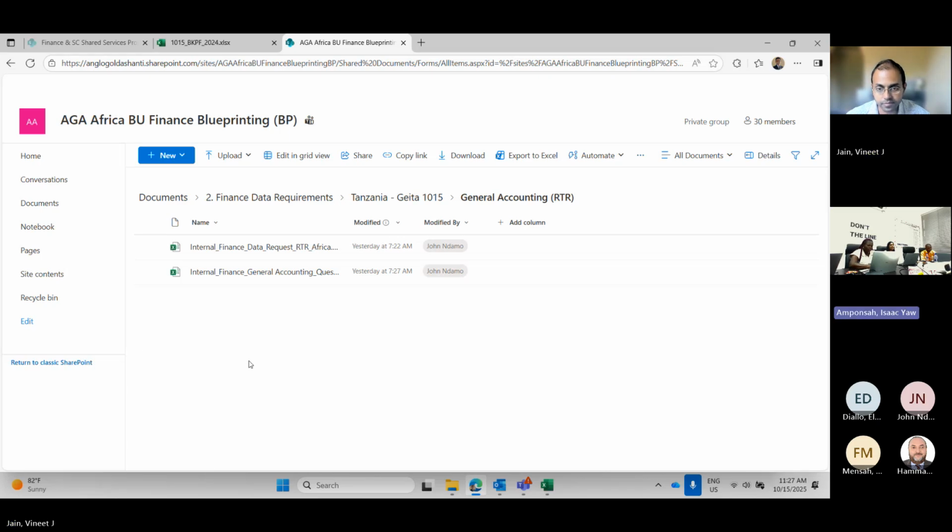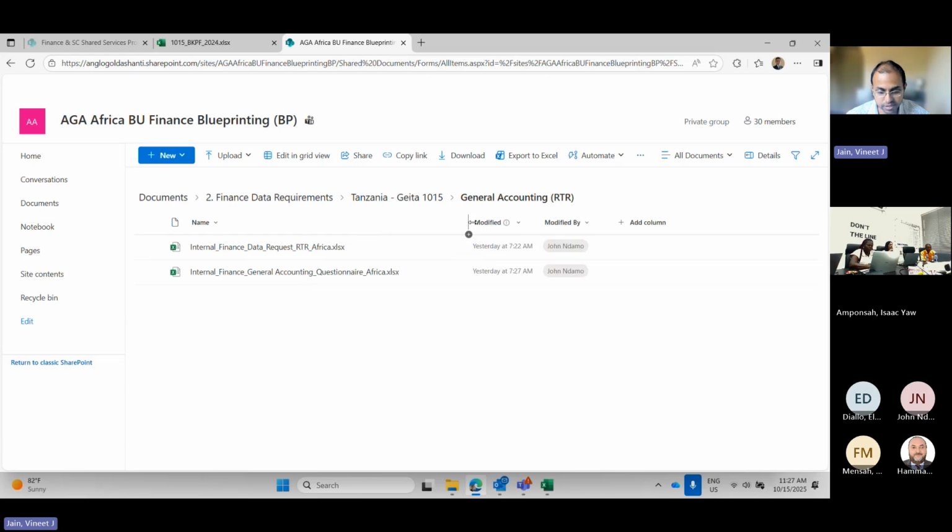You can see John has already uploaded. Yeah, the internal data request was yesterday. This is the questionnaire, which is separate. But what I was requesting is the open items listing, which you can send there. So this is a folder. You should have access to it. This is the AGA folder. Can you go to the documents? Can you go to the Sigiri folder? Yes.